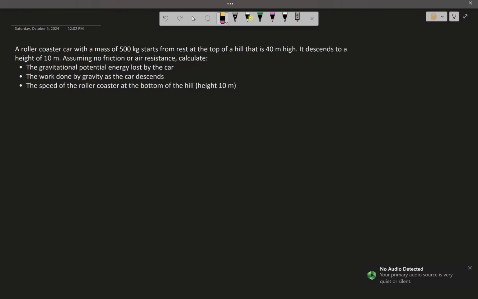So we have a roller coaster car with a mass that is equal to 500 kilograms. It starts from rest, so our initial velocity is 0, at the top of a hill that is 40 meters high. So its initial position is 40 meters. It descends to a height of 10 meters.